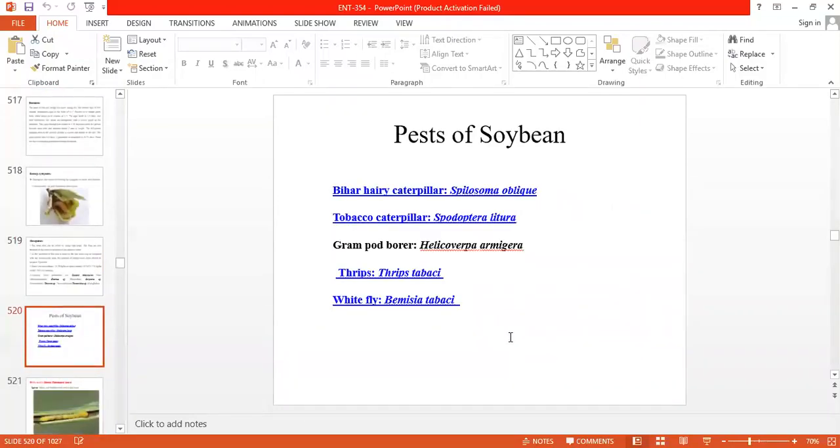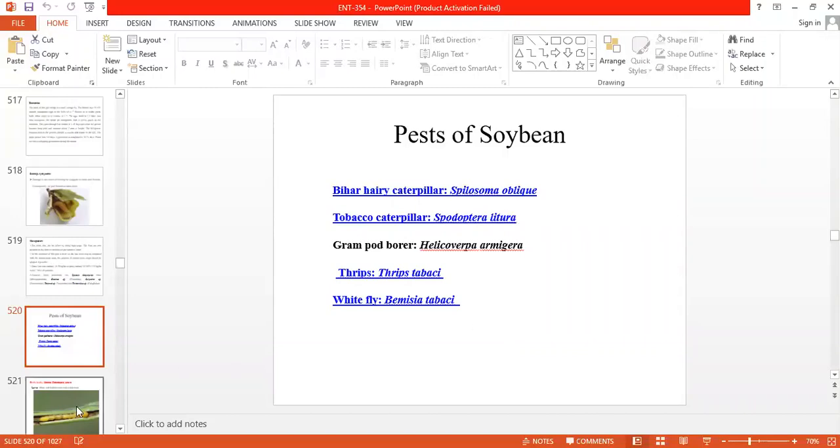The next major oilseed crop is soybean. Mainly soybean is infested by various pests: Bihar hairy caterpillar, tobacco caterpillar, gram pod borer, thrips, whitefly. These are the pests we have seen earlier in groundnut.